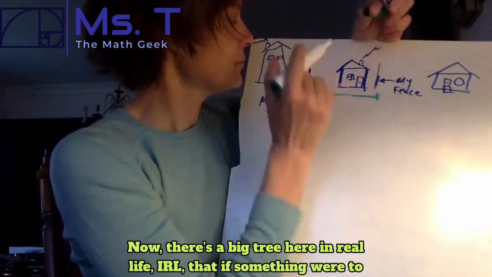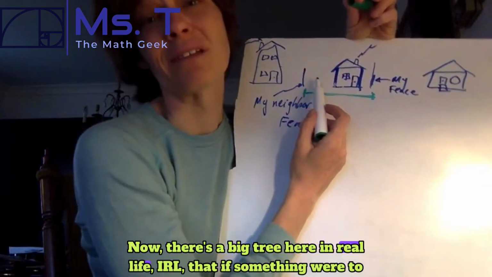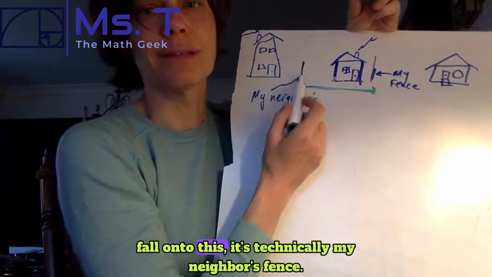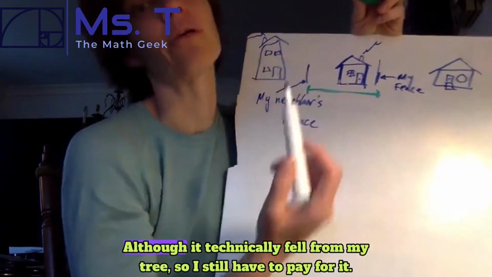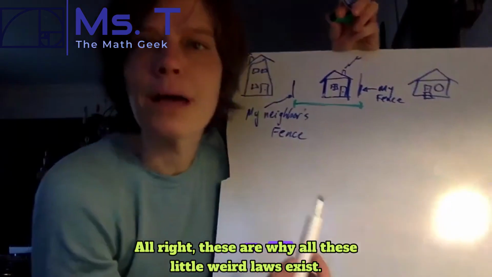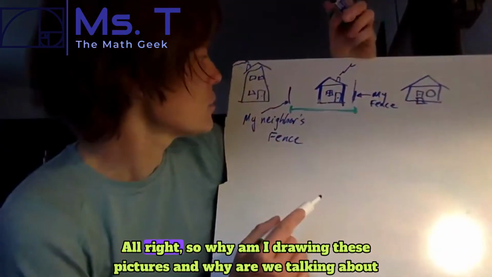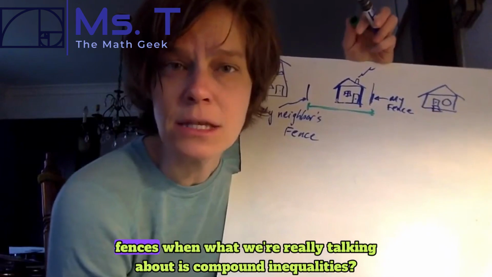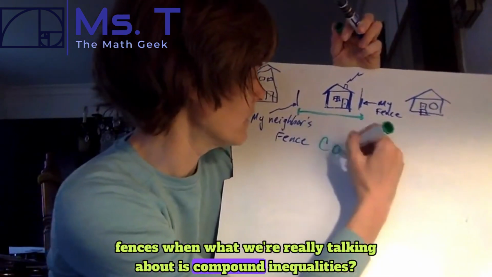Now, there's a big tree here in real life, IRL, that if something were to fall onto this, it's technically my neighbor's fence. Although it technically fell from my tree, so I still have to pay for it. Ugh. All right, these are why all these weird laws exist. So why am I drawing these pictures, and why are we talking about fences when what we're really talking about is compound inequalities?